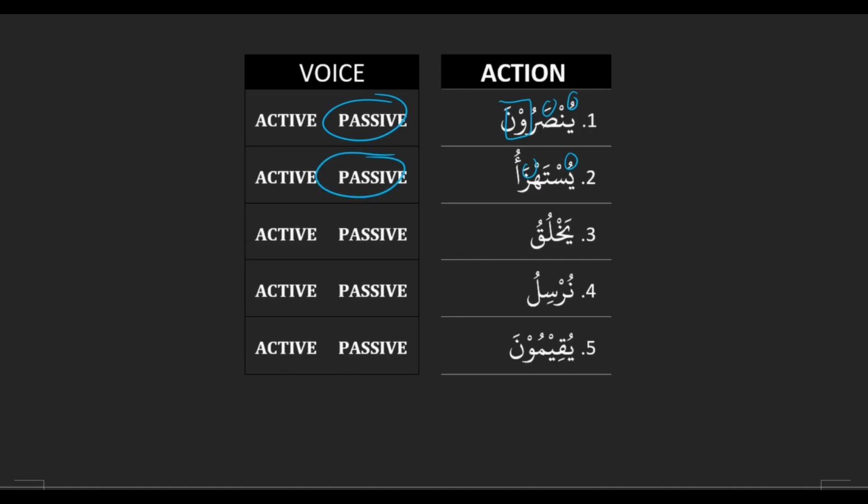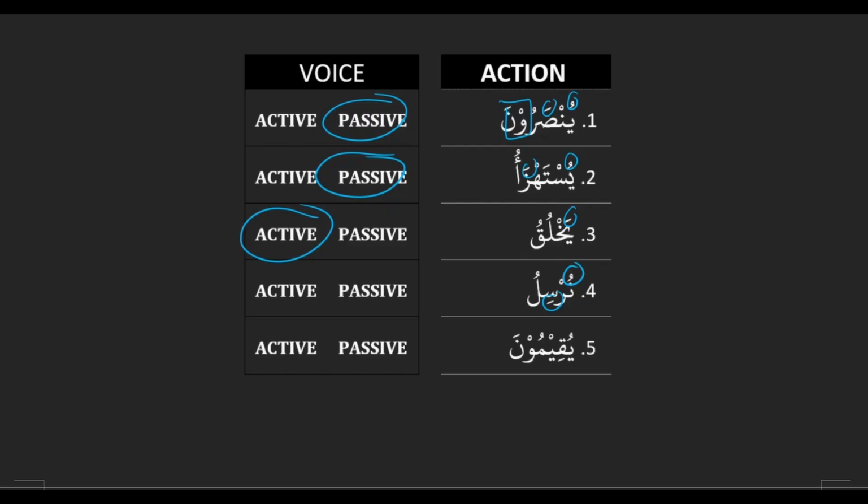Yakhluqu. The beginning is ya, so no, it doesn't have a u sound. We don't even have to bother. Active. Nursilu. So we have a u on the first letter, and our second to last letter is a sad, and it has an e. U-e is passive, but not present passive, it's past passive. So u-a was present passive, u-e was past passive.